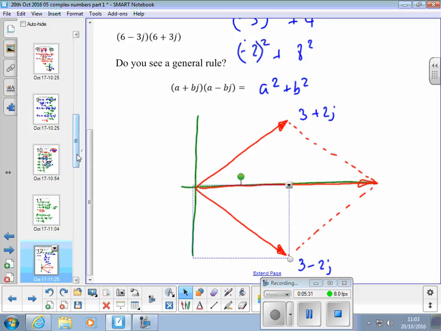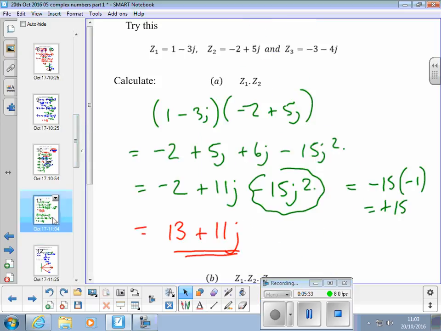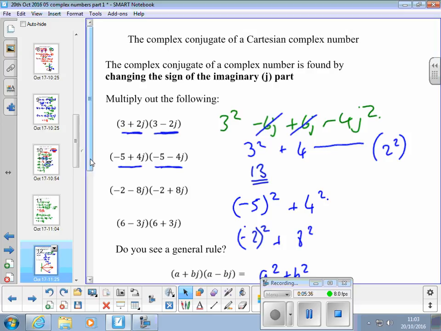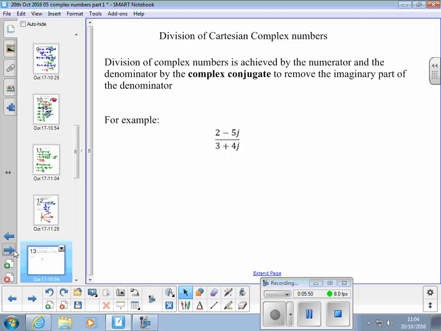Everybody happy with that? So that's the purpose of doing this: it becomes useful when we want to do complex division, which is on the next page. Okay? So, division of Cartesian complex numbers.